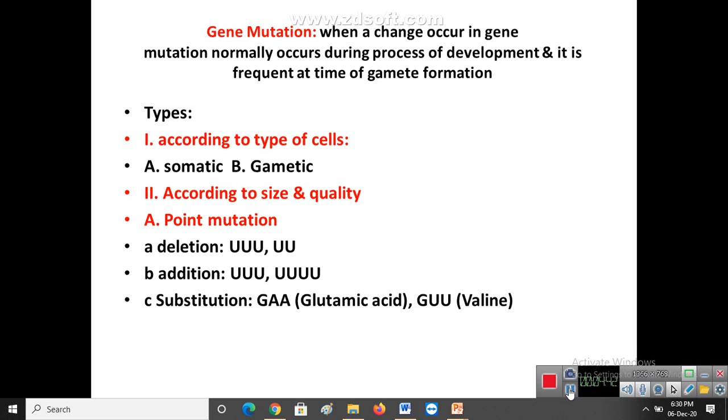In the case of normal RBC, the triplet codon present on the messenger RNA is GAA, responsible for the amino acid glutamic acid. In the case of sickle cell anemia, the codon present on the messenger RNA is GUU, responsible for the amino acid valine. So if glutamic acid is replaced by valine, it results in the disease known as sickle cell anemia. So this is the example of the substitution point mutation in which a triplet codon is replaced by another triplet codon.